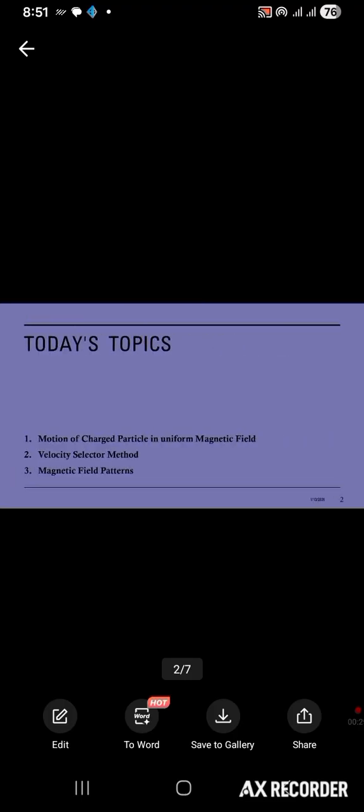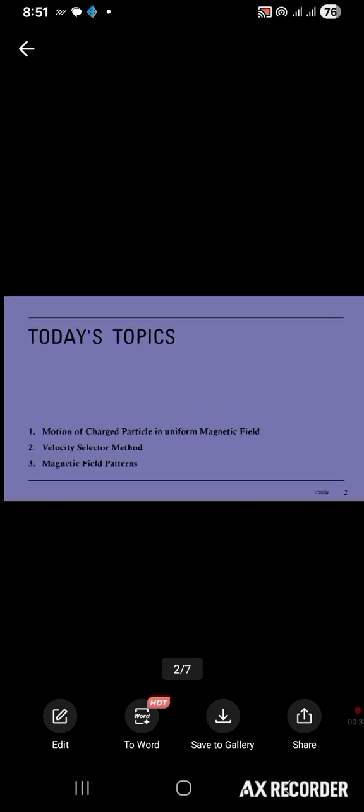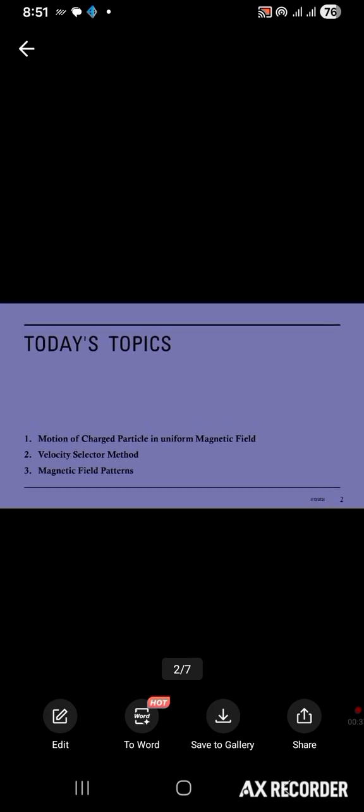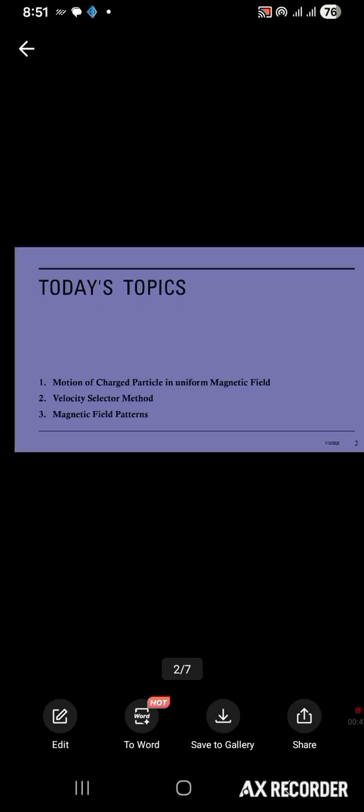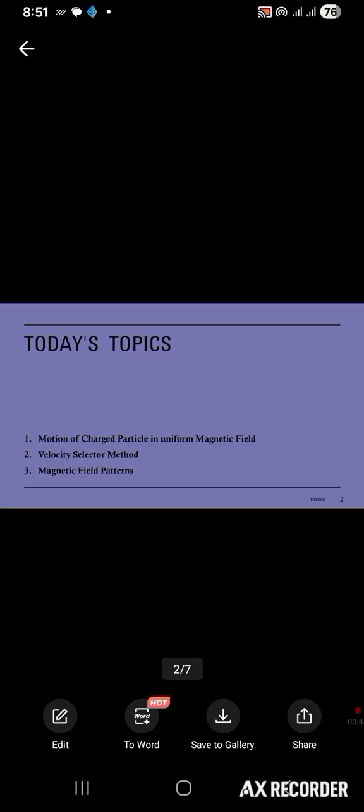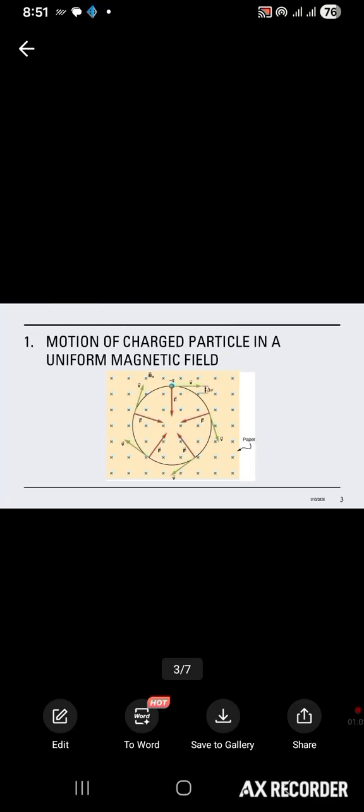Today, the topics that we are going to cover from unit number 12 are the motion of the charged particles in the uniform magnetic field. Then the second topic will be the velocity selector method, and the third one will be the magnetic field patterns: different types of magnetic field, how they look, and what the magnitude of the magnetic induction or magnetic flux density is there.